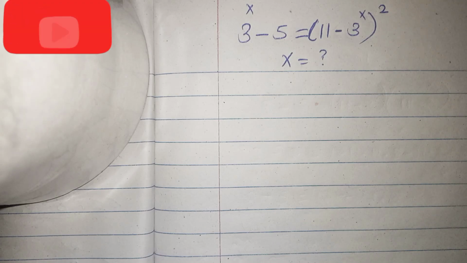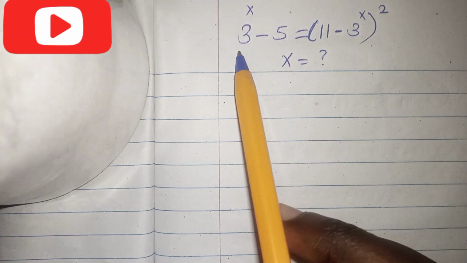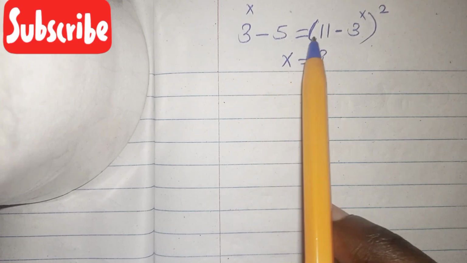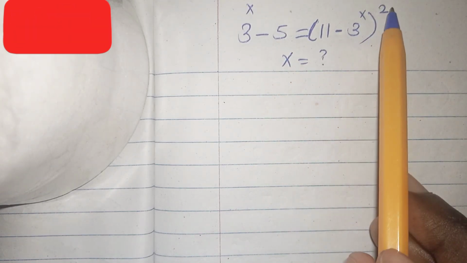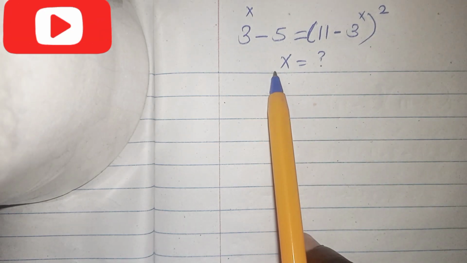So today I'm bringing you this nice equation that I want us to solve for the value of x when given (3^x − 5) = (11 − 3^x)². What is the value of x?